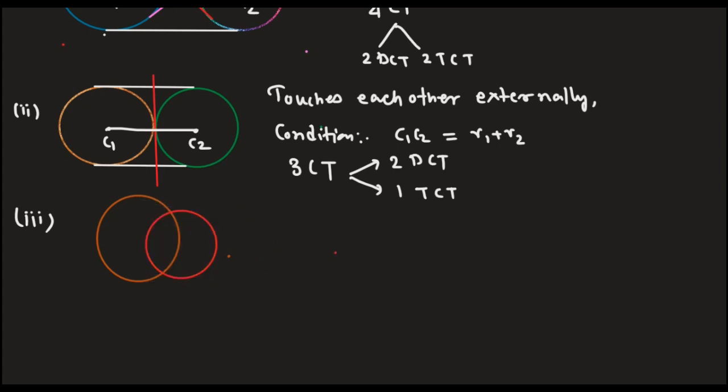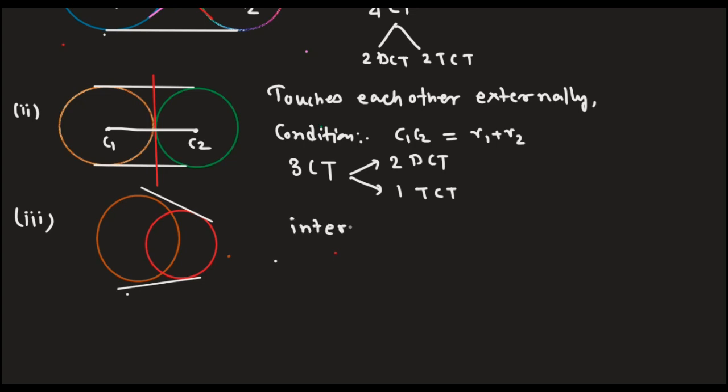So if 2 circles are intersecting, then we notice that, first of all, one DCT we are obtaining here. This one is the one DCT. Another DCT we are obtaining in the lower part, this one. So 2 DCT we have, and no TCT. TCT is not present there. So now we can write here the intersecting each other.